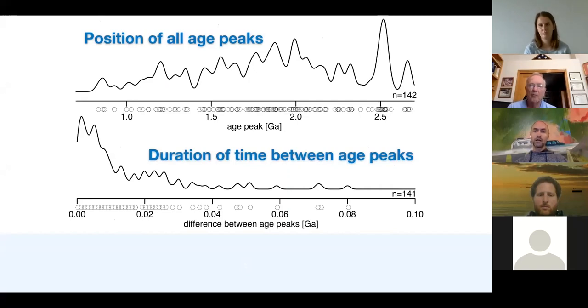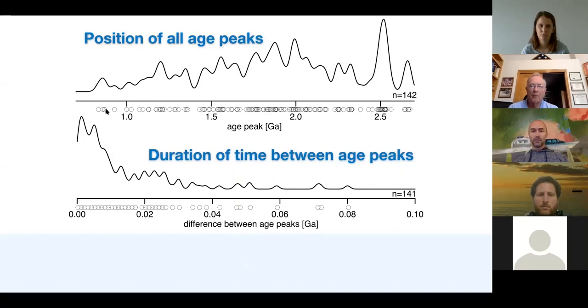So if we take the position of all of the age peaks for all of the sedimentary rocks through time, we plot them up as individual ages, and then plot those up as a histogram, as a probability density, we can see that there are very few times in Earth history where there was not a dominant age peak. And so then if I take all of these and rank them based upon their ages, and then calculate the time interval between age peaks. So for example, this age peak here at about 1.4 and this age peak here at about 1.35, that duration is about 80 million years.